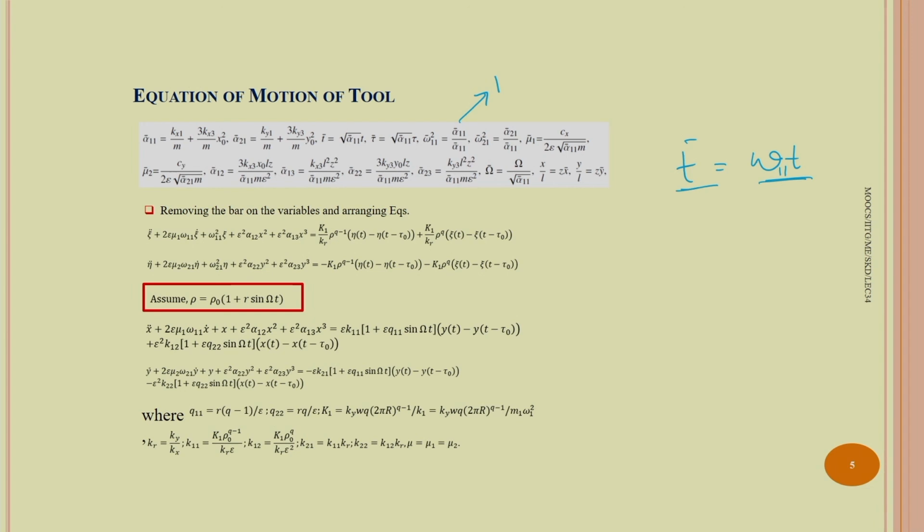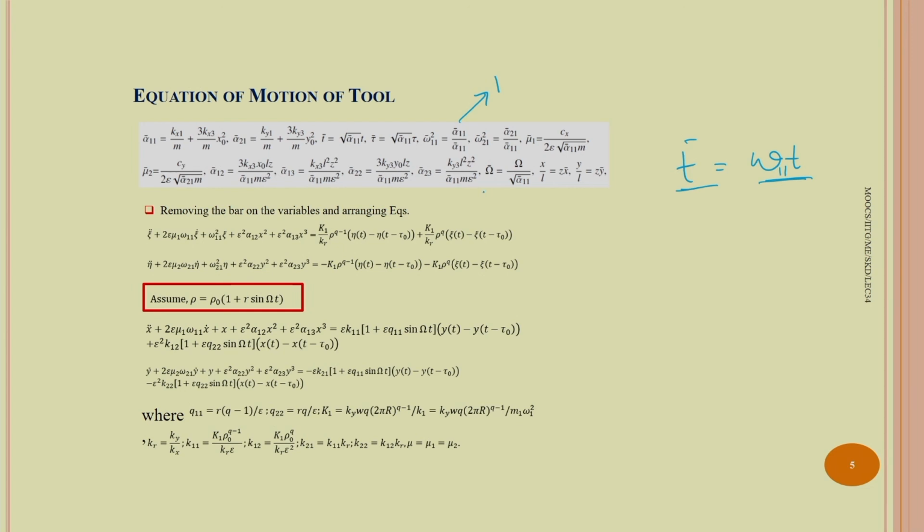Then mu 1, to represent the damping, we are taking this mu term. So, mu 1 bar equal to Cx by 2 epsilon. Here we are using the bookkeeping parameter epsilon, that is why we have this epsilon here. So, mu 1 bar equal to Cx by 2 epsilon root over alpha 1 1 m. Similarly, mu 2 bar equal to Cy divided by 2 epsilon root over alpha 2 1 m. Similarly, alpha 1 2, alpha 1 3 and alpha 2 2, alpha 2 3 can be written.